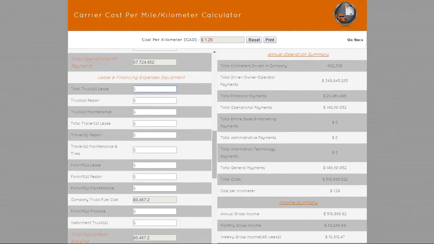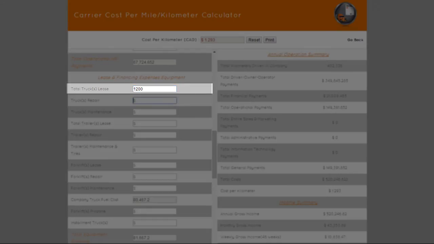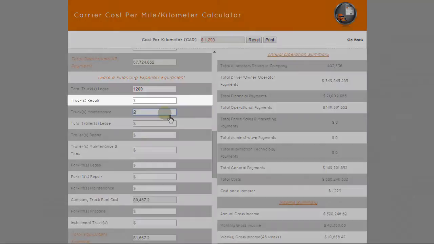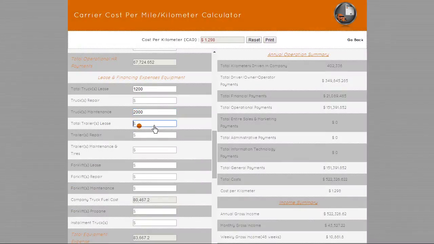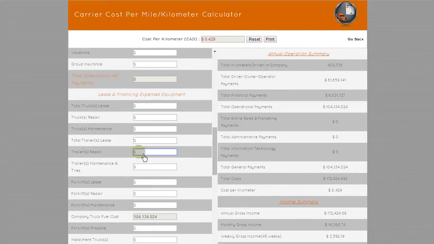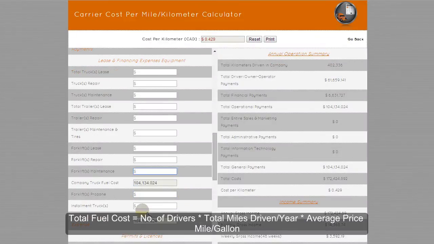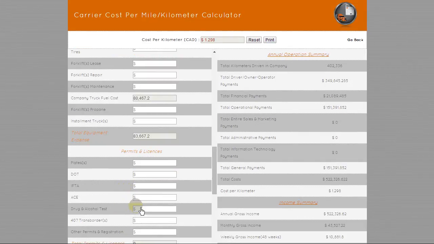Now, consider your truck equipment. If you have company drivers, you likely have leased or financed a truck. Enter all the amounts relating to leasing and financing a tractor and trailer, as well as any repair and maintenance costs associated with it. Also, if you have company drivers, we have calculated the total amount you will need to spend on fuel based on the number of drivers, the total miles driven, and the average price per gallon or liter. Permits and licenses are another aspect you may need to cover for your fleet.